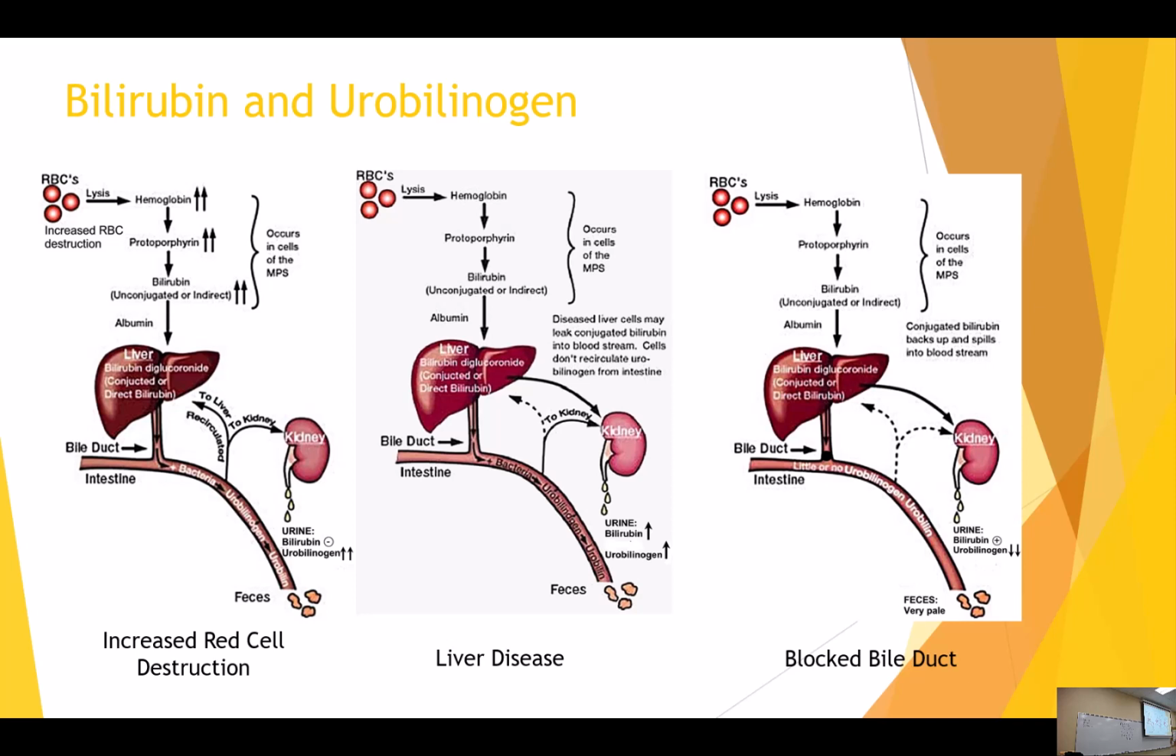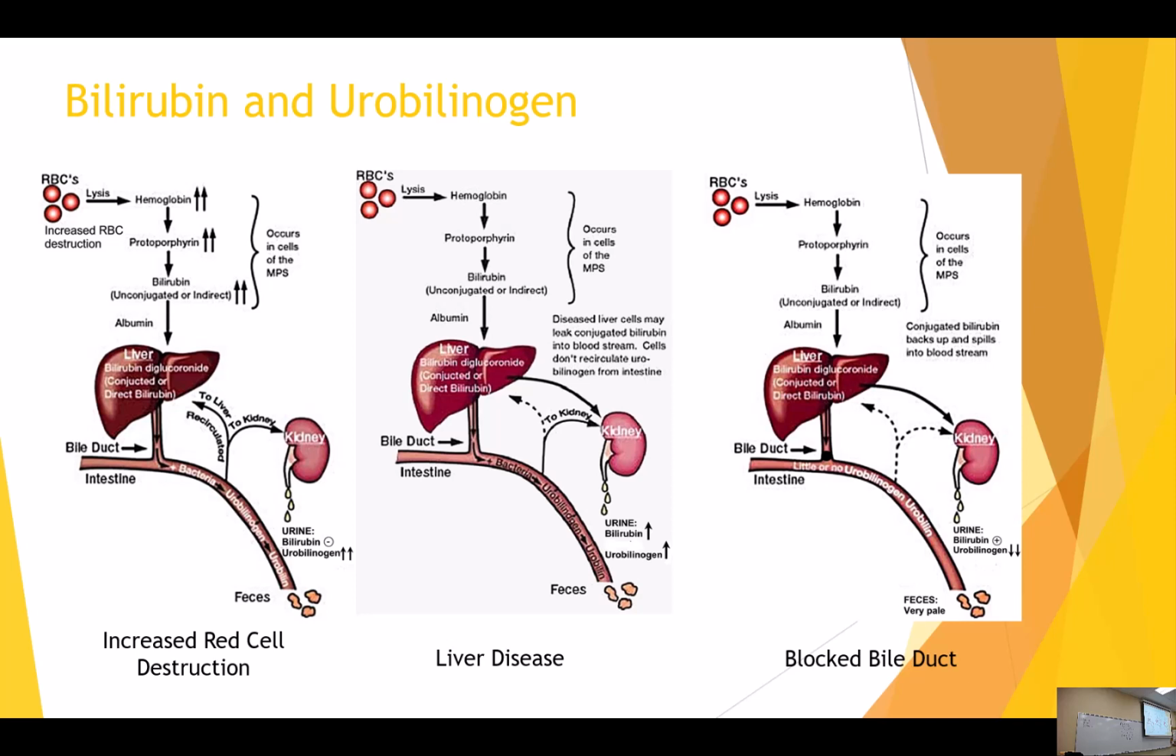So, increased red cell destruction, up here at the top. We have red cell lysis. There's extra red cell lysis, meaning in the bloodstream we have excess hemoglobin, excess porphyrin, excess unconjugated bilirubin, which goes into the liver, and it conjugates. Now, in this situation, we are working with a healthy liver. The liver is able to take all that red cell destruction, all that unconjugated bilirubin, and conjugate it all. So it goes to the bile duct, into the intestines, makes urobilinogen, urobilin into the feces. So the liver takes care of it all.